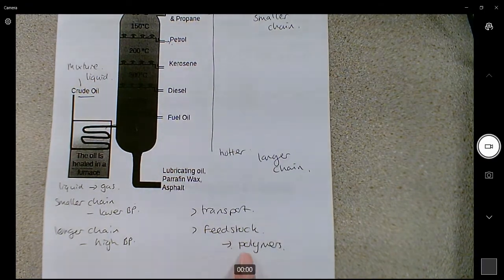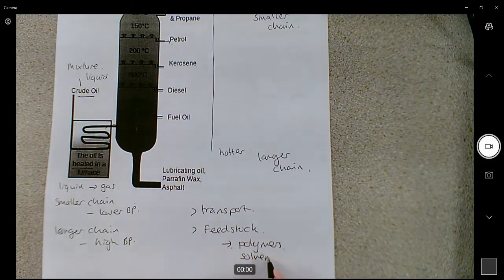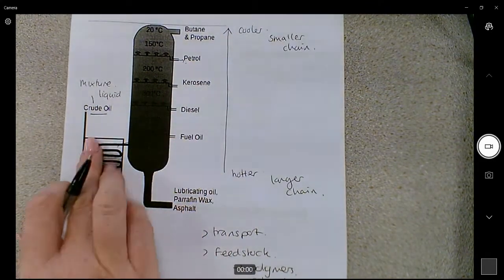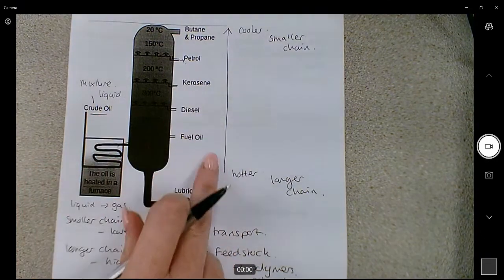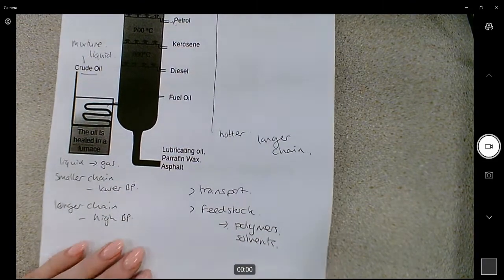So we talk a little bit about cracking, which is a process that takes place to our long chain hydrocarbons. We turn them into alkenes, which can then be used to make polymers. We can use them for other things like solvents, detergents. So these products, once separated out from the crude oil, actually go on to make more and very useful products as well. So let's move on then.